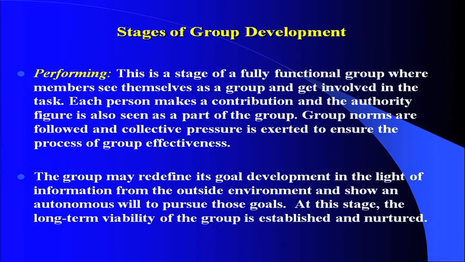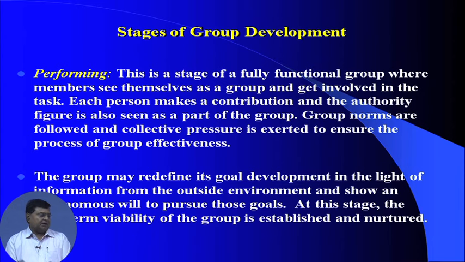Now the next stage is called performing. This is a state of a fully functional group where members see themselves as a group and get involved in the task. Now the thing has come that they are now supposed to perform. Each person makes a contribution and the authority figure is also seen as a part of the group. Group members are followed and collective pressure is exerted to ensure the process of group effectiveness.